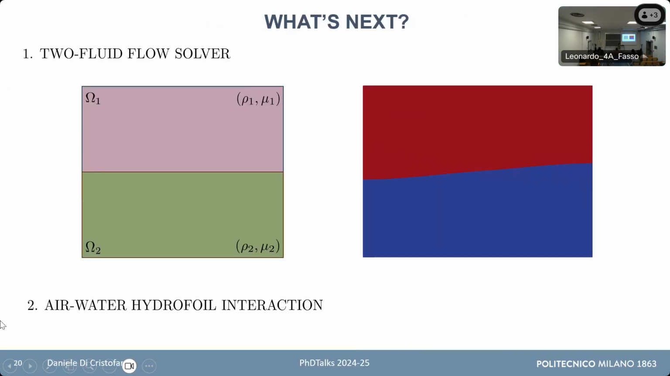And lastly, what's next? In the meanwhile, I'm developing a two-phase solver to perform two-fluid simulations like the two-fluid sloshing that you see here. Basically, each color is a separate fluid that interacts with the others through an interface. The final goal is to apply this phase-field method to the water hydrofoil, so as to take the air into account as well, and to perform a complete two-phase simulation of the hydrofoil from the beginning to the final configuration.